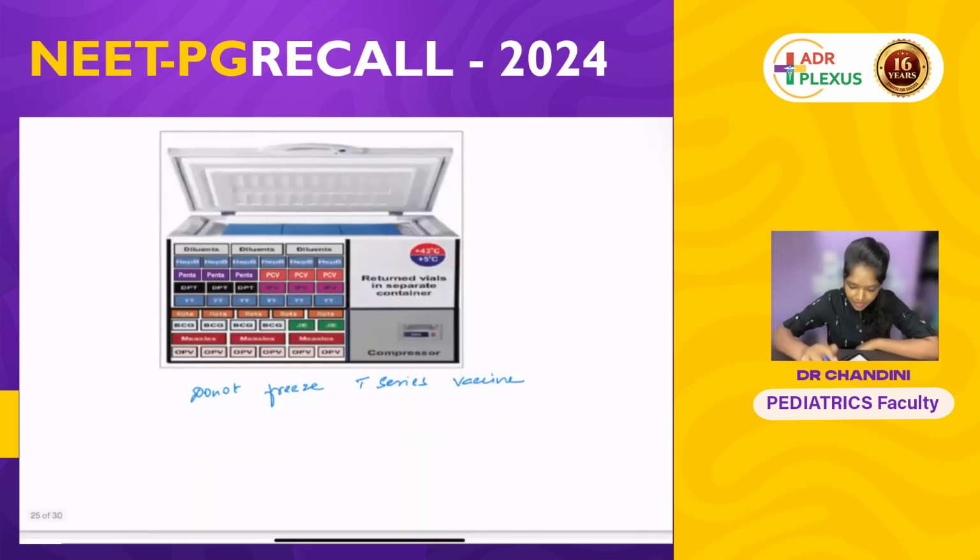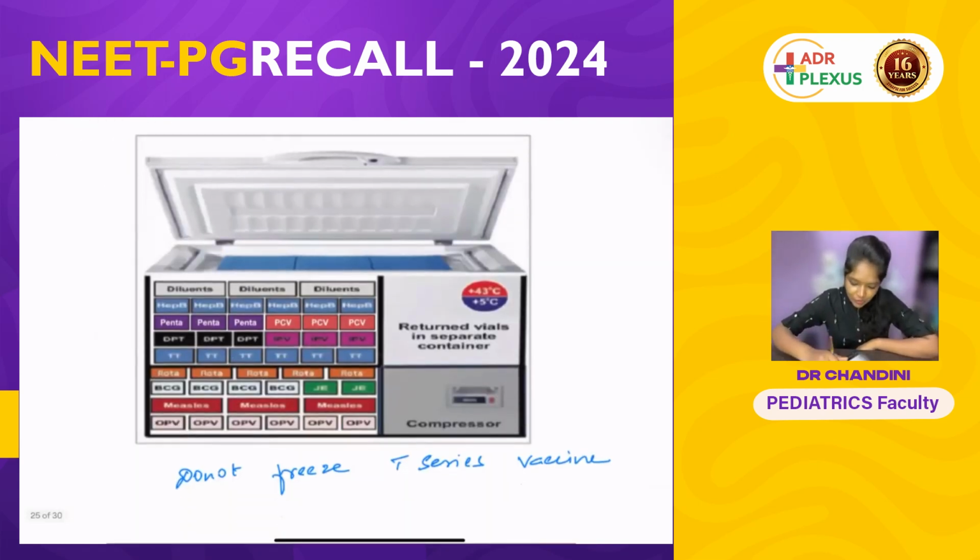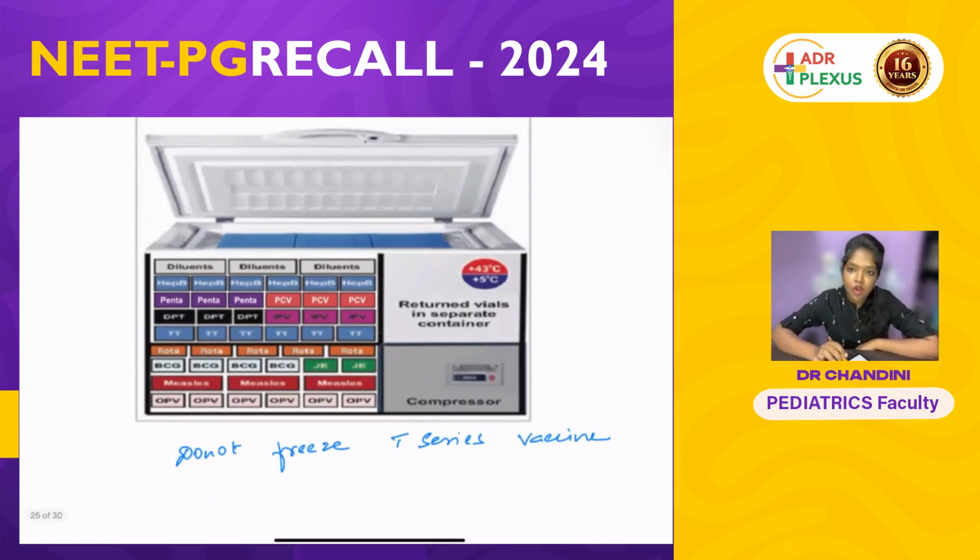I told you in class, anything which has T in it, do not freeze it, right? T in it, don't freeze. So DPT has T, pentavalent has T. Yes, hepatitis also has T. So you all know the answer is OPV. So look here. This is the arrangement of vaccines in an ILR. You see OPV in the lowermost compartment, and measles, BCG, rota, all the live ones are in the lower compartment. But the ones with T, DPT, penta, hepatitis and all, they should not be frozen. They will be kept in the upper compartment. So the answer is OPV.